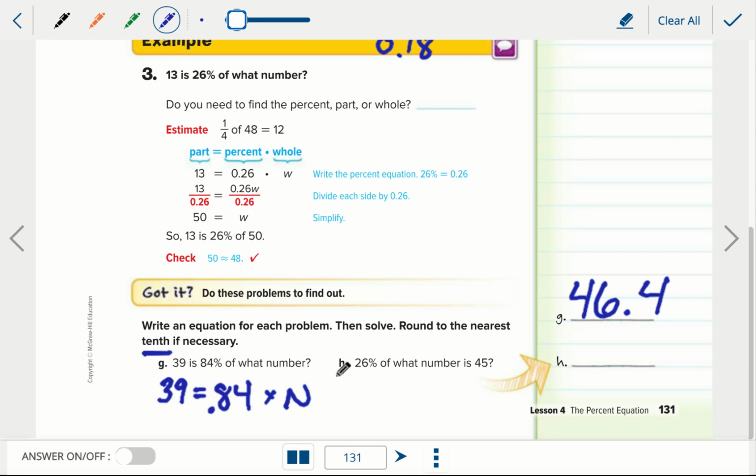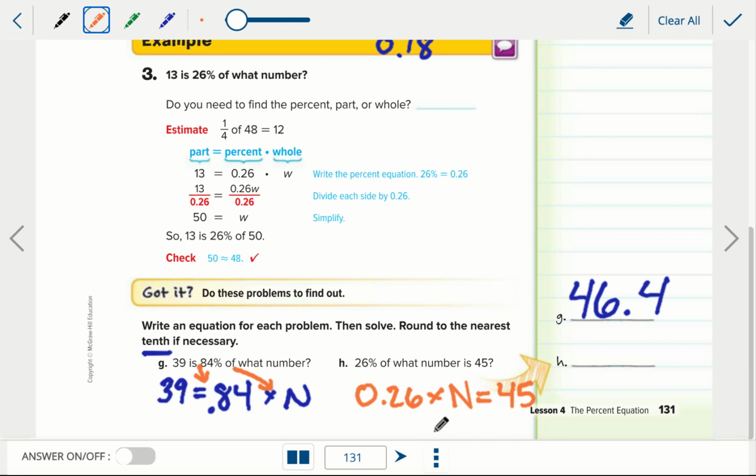All right, let's look at this one. Remember how I said the is means equals, the of means times. Well, we could just write it just like that. So if I wrote 26%, well, 26 can't be written as a whole number because it's a percent, so I have to change it to a decimal. 0.26 of times what number? N is equals 45. And I just wrote my equation.